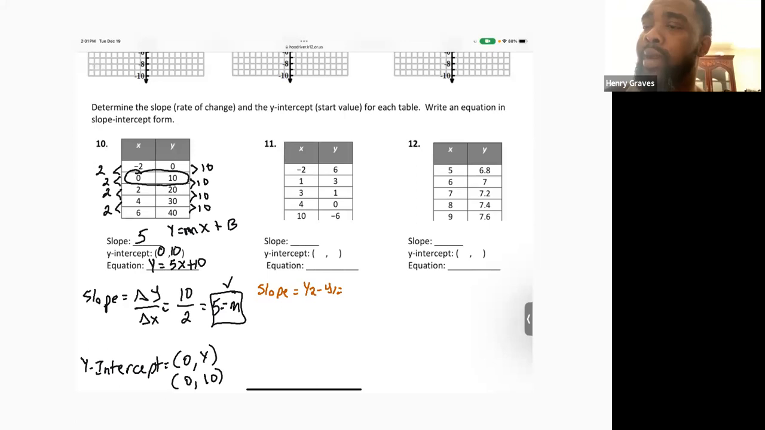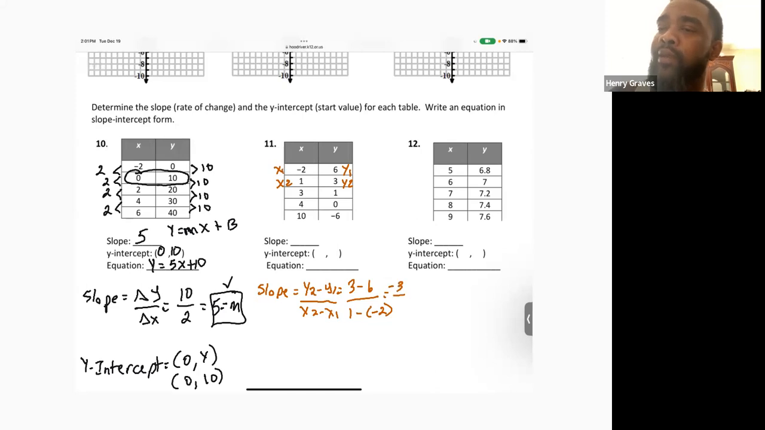So you're going to do 3 minus 6. Then you're going to do the x numbers. This is x2 and x1. So it's going to be 1 minus negative 2. So it's going to be negative 3 divided by 3. So that's going to be negative 1. So I'm going to have a slope of negative 1.